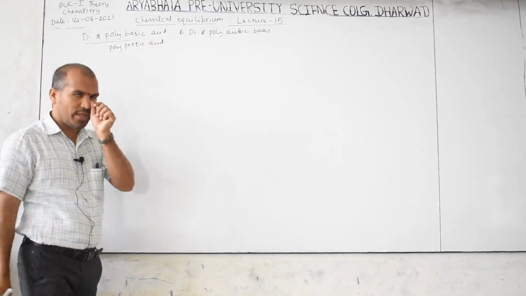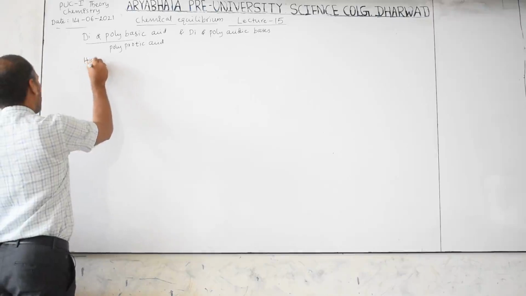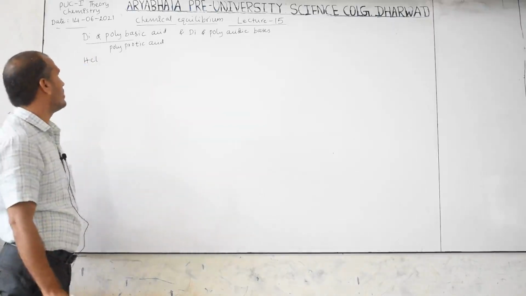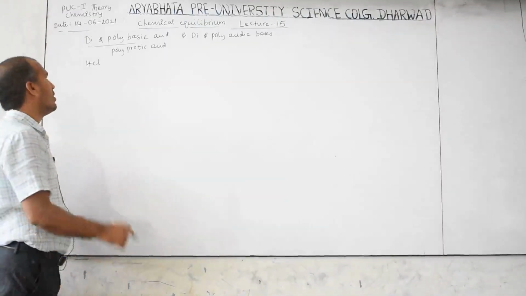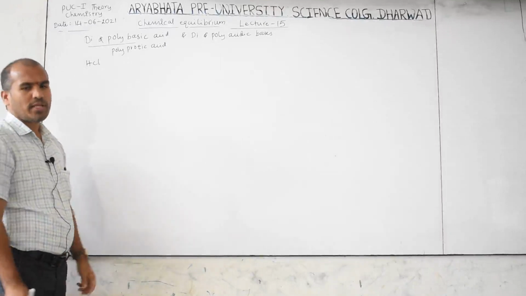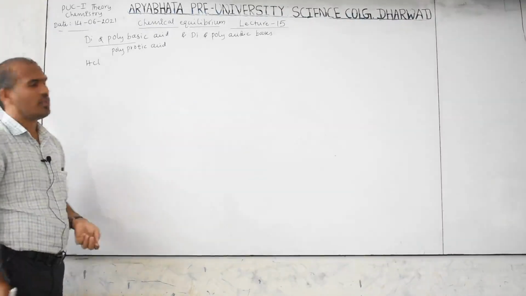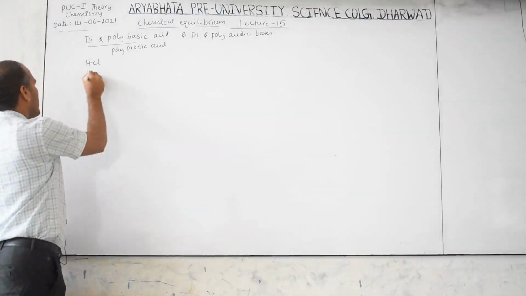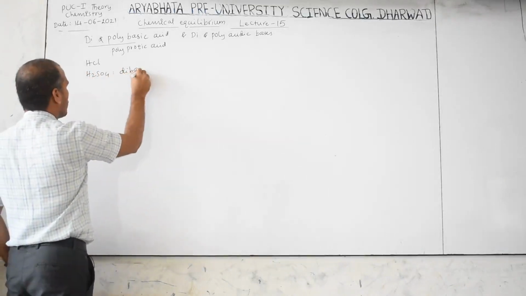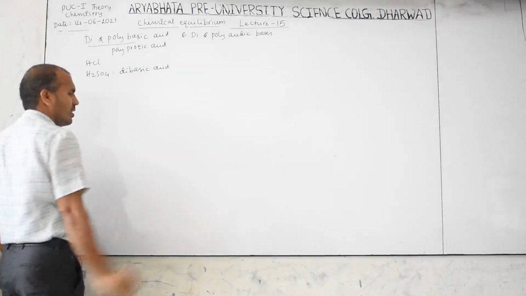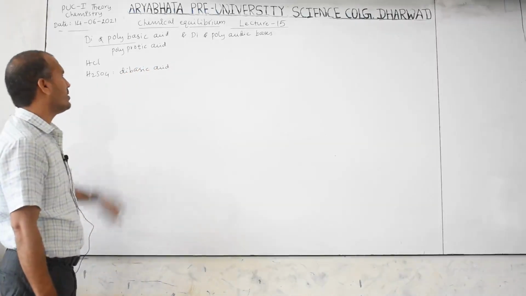Polyprotic acid means it has more than one hydrogen. If you consider HCl, this is a monobasic acid, meaning monoprotic acid, one proton is there. Basicity means the number of replaceable hydrogen ions, which you learned in the first chapter. Now consider H2SO4. H2SO4 is a dibasic acid. Dibasic acid means it has two replaceable hydrogens.